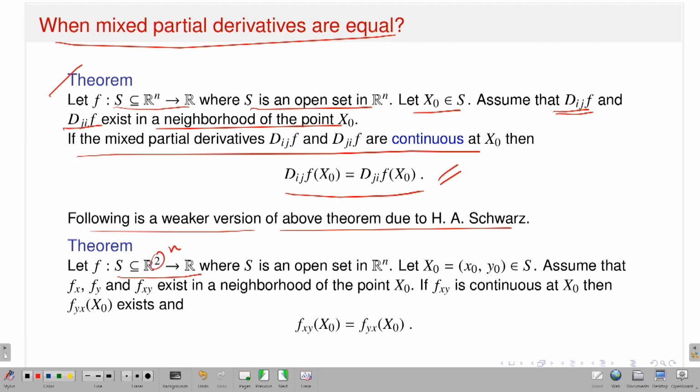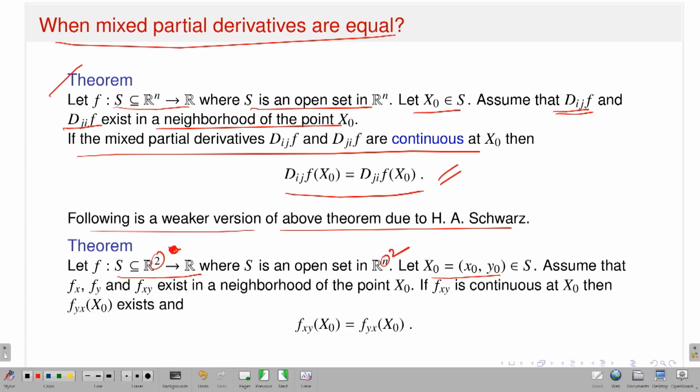So, if I have a function f from Rn to R, some open set in Rn, and suppose you have a point x naught, y naught. That means it should be R2. There is a typo here, this should be 2, and this is fine. So, if I have a function f from R2 to R, and S is an open set in R2.